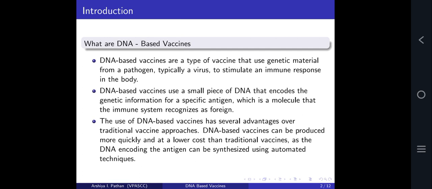DNA based vaccines use a small piece of DNA that encodes the genetic information for a specific antigen, which is a molecule that the immune system recognizes as foreign. The use of DNA based vaccines has several advantages over traditional vaccines. DNA based vaccines can be produced more quickly at a lower cost than traditional vaccines, as the DNA encoding the antigen can be synthesized using automated techniques.